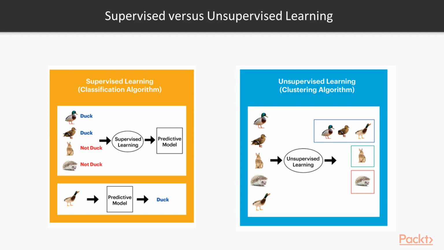What we are doing is we are training a supervised learning algorithm on it, which tells for every image whether it is a duck or not a duck, and then from that we are making a predictive model, which is then used to classify a random image as a duck or not, like in the bottom box on the left-hand side. So we are classifying this bird as a duck or not. So here, for every image, we have a label.